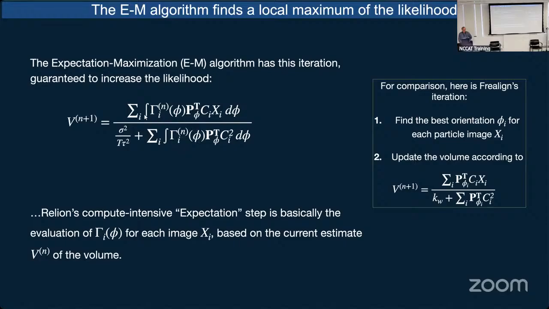Otherwise I hope you can see this is just FREALIGN with a fancy extra, very expensive integration to be done over all projection directions. Also, this is the Wiener constant, and this T is Sjors's fudge constant in RELION, that modifies the size of the regularization constant. Yeah. So does it incorporate this EM algorithm?